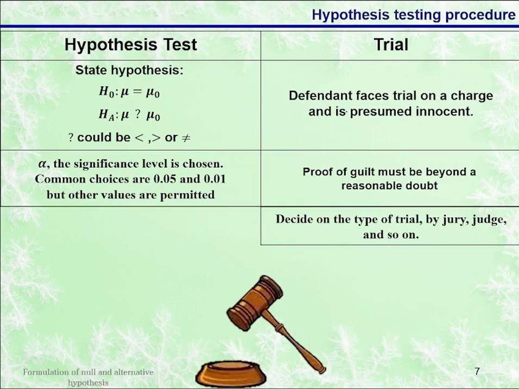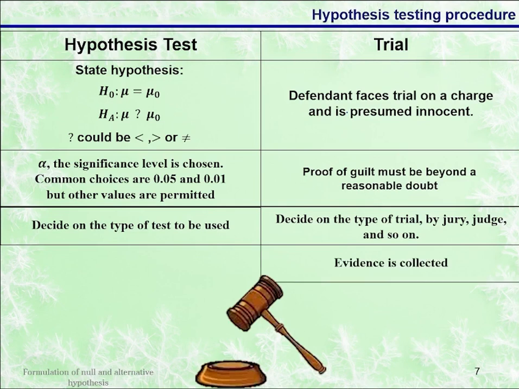Then we need to decide on a type of trial, whether it's by judge, jury, in South Africa, which court it goes to, those kinds of things. And the same kind of thing happens here. So we need to decide on what type of test, and that is, of course, determined by what we are testing. Are we doing a test for the mean, for the proportion, for the variance, and there's a few factors that we need to keep in mind, what assumptions need to be met for each of these tests.